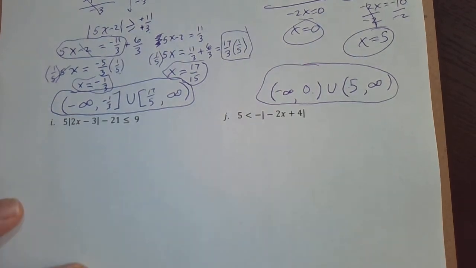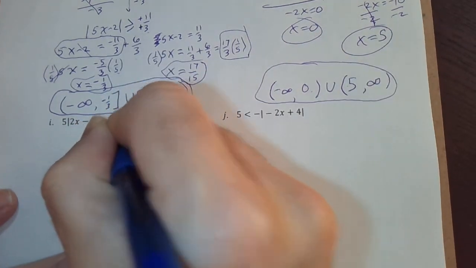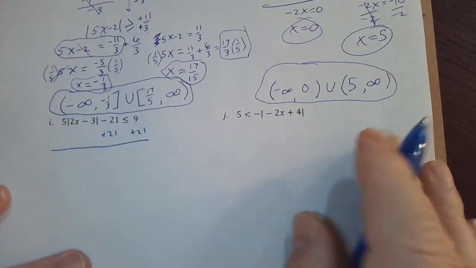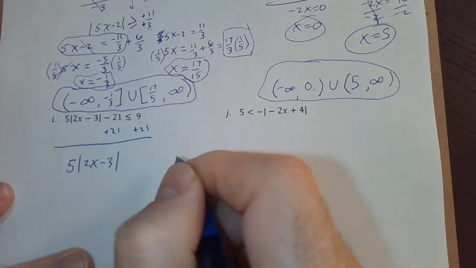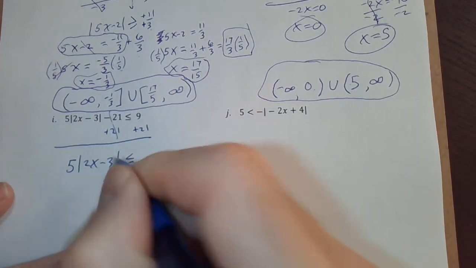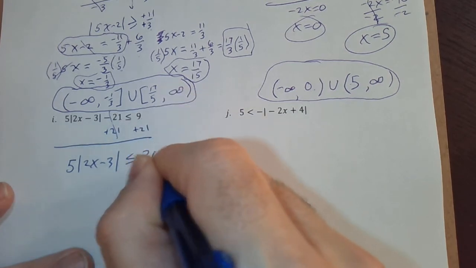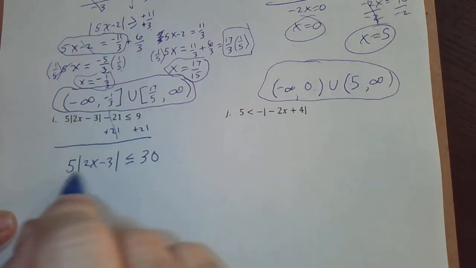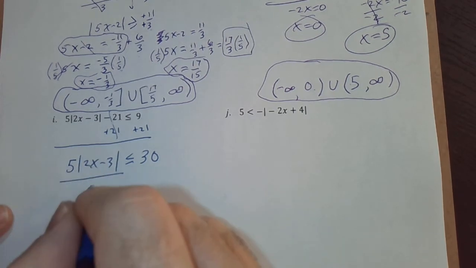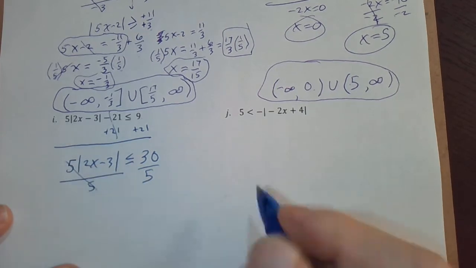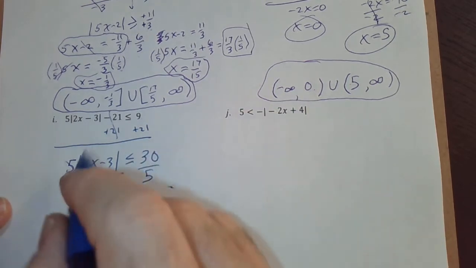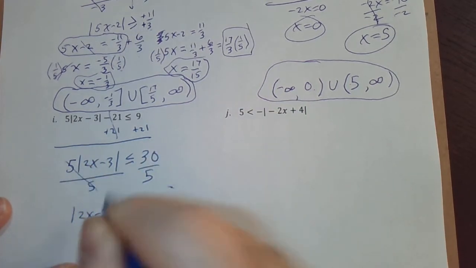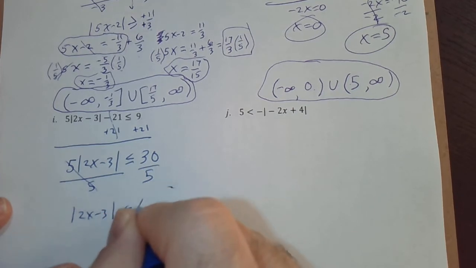Let's do step 1. Get that absolute value by itself on the left-hand side. So, plus 21, both sides. So we'll get 5 times the absolute value of 2x minus 3 less or equal, 9 plus 21 is 30. Then we need the absolute value all by itself, so divide by 5. 5 cancels, and we don't have to reverse an inequality because we're not multiplying or dividing by a negative. It's a positive 5. So absolute value of 2x minus 3 less or equal 30 over 5, which is 6.